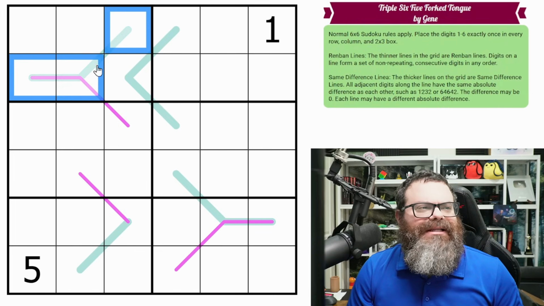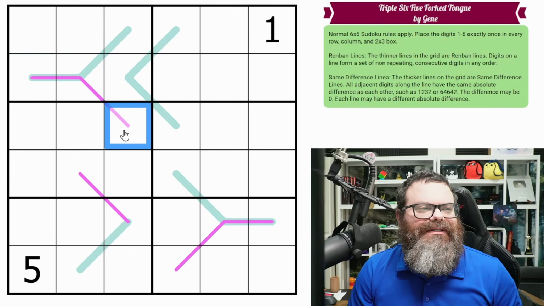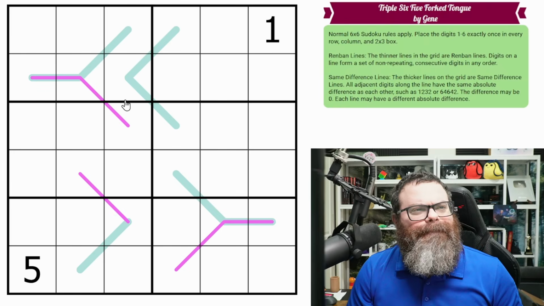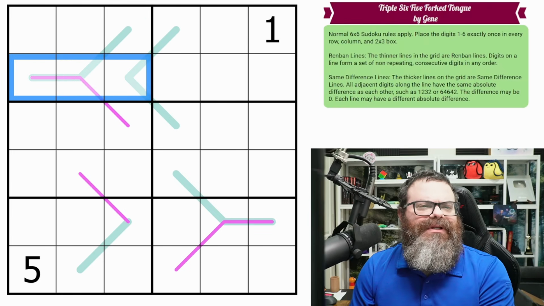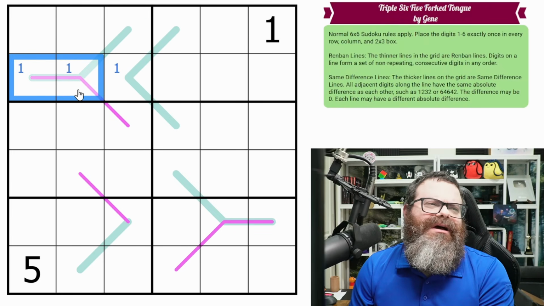Okay, my eye is drawn to this formation, which is actually done twice. But we have a 1 up here. So 1's in one of these 3. Now, if 1 was on here, that would be big. Oh, I think it does have to be on here.